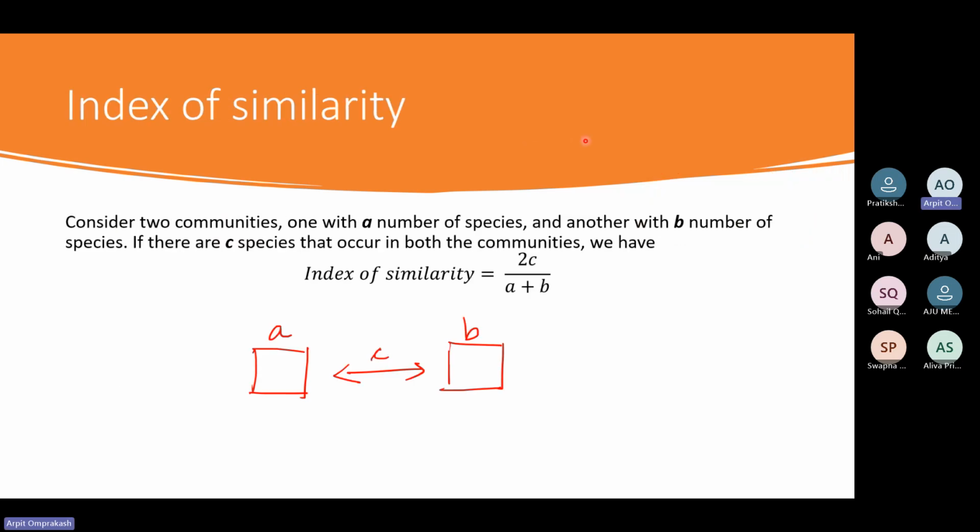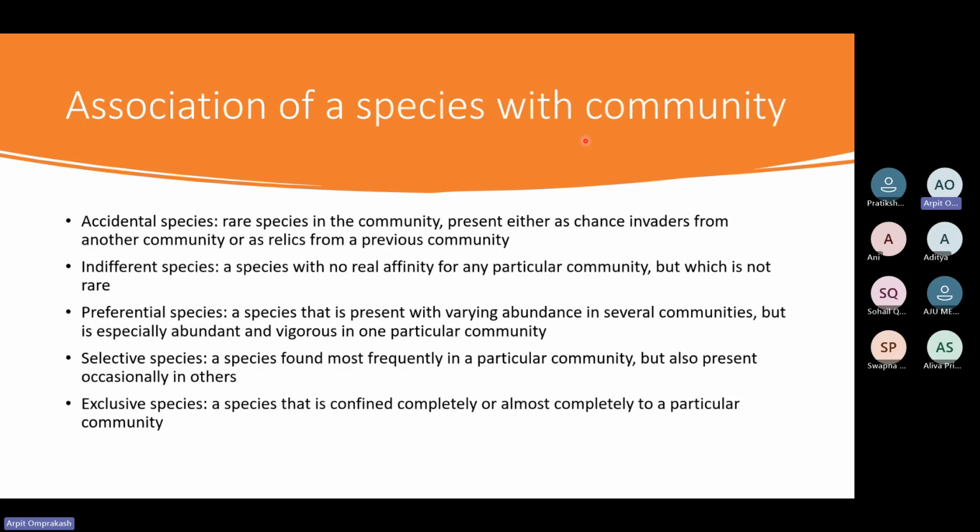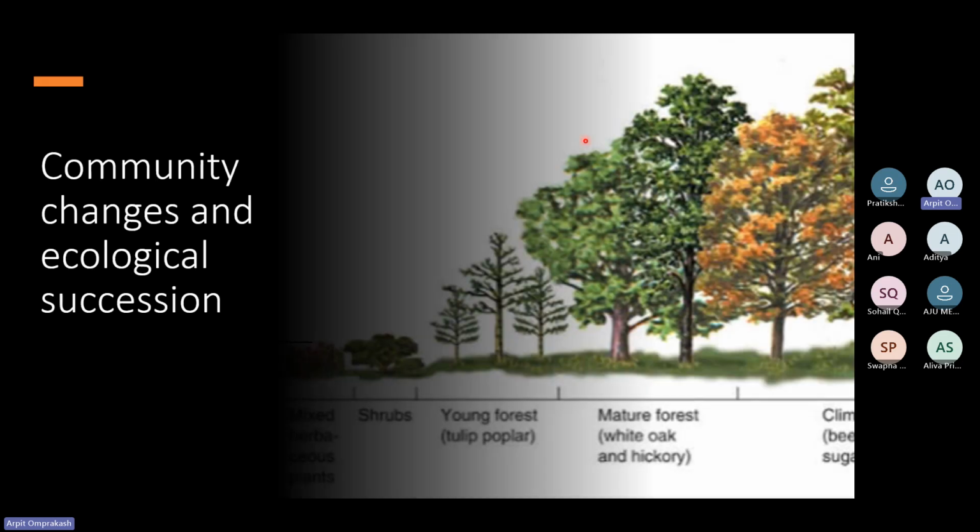Then we talked about the index of similarity, where we can calculate the similarity of two communities based on the number of species that they have. Then we talked about the association of a species with a community. Is it an accidental species that is randomly found here, or is it an exclusive species that is only found in this community? There are different steps: accidental species, preferential species, selective and exclusive species, and it gets more and more exclusive as we move from accidental to exclusive.